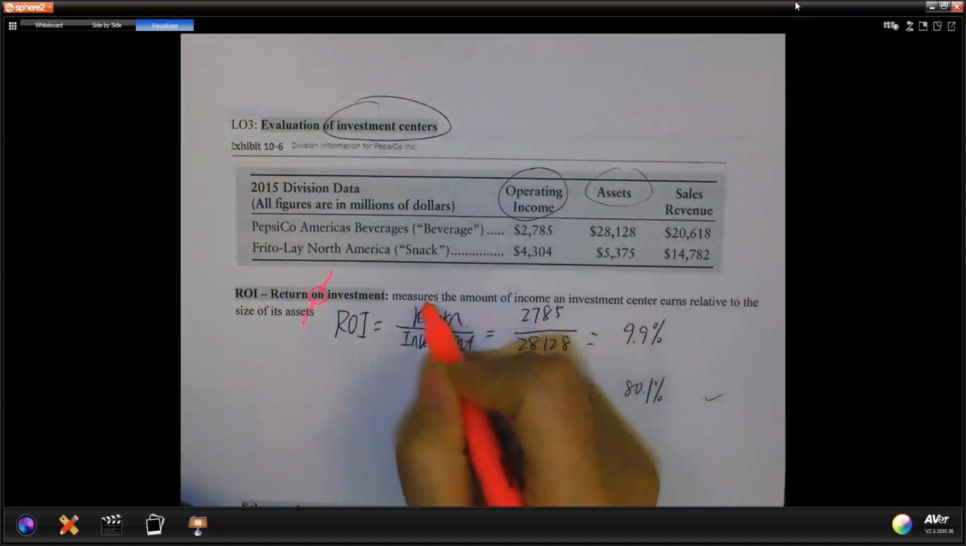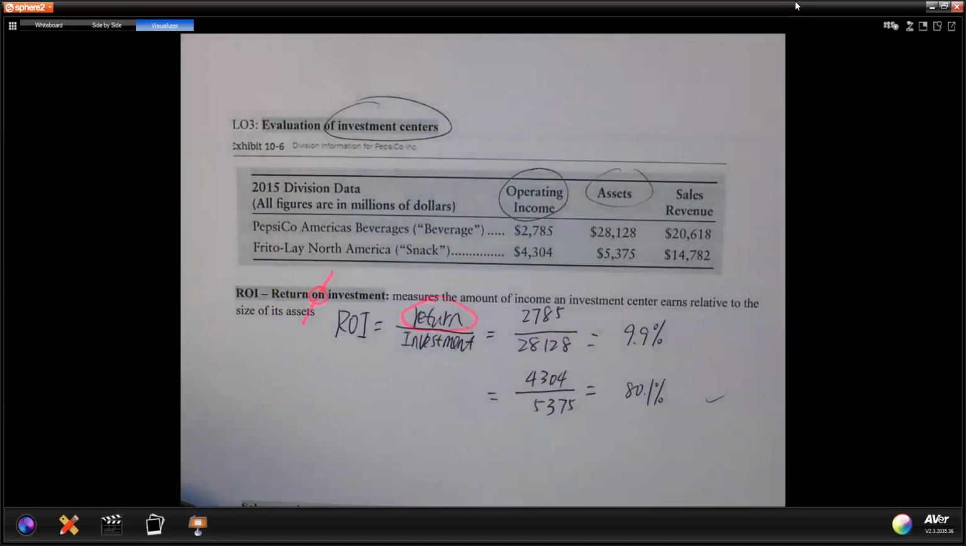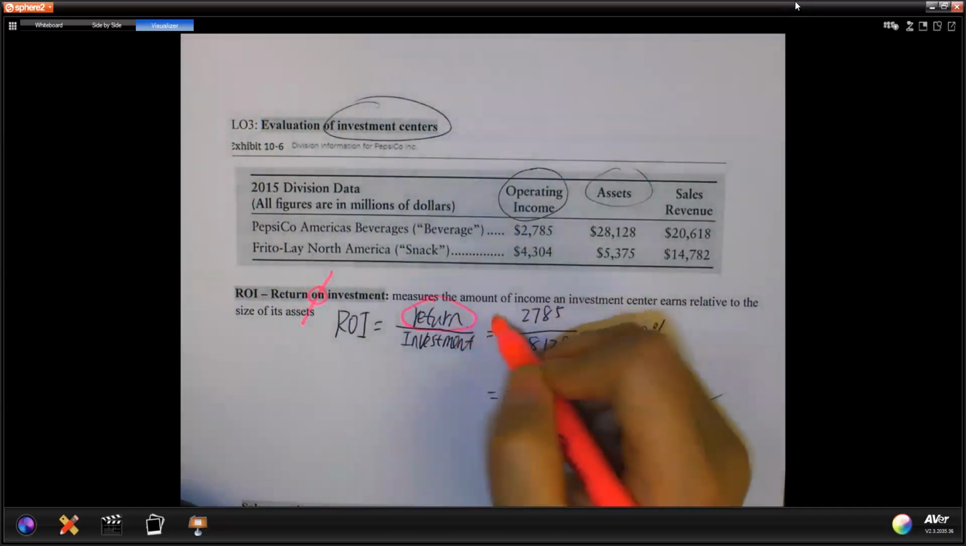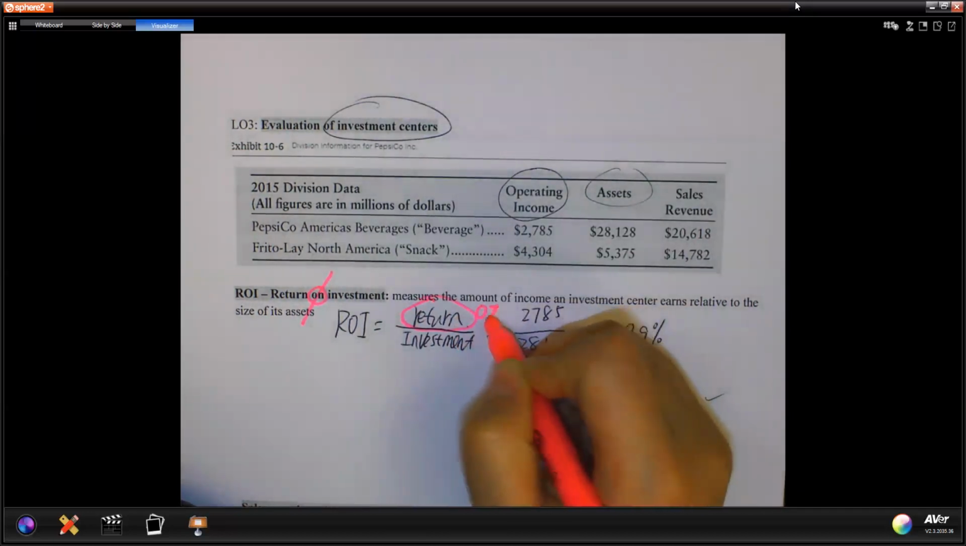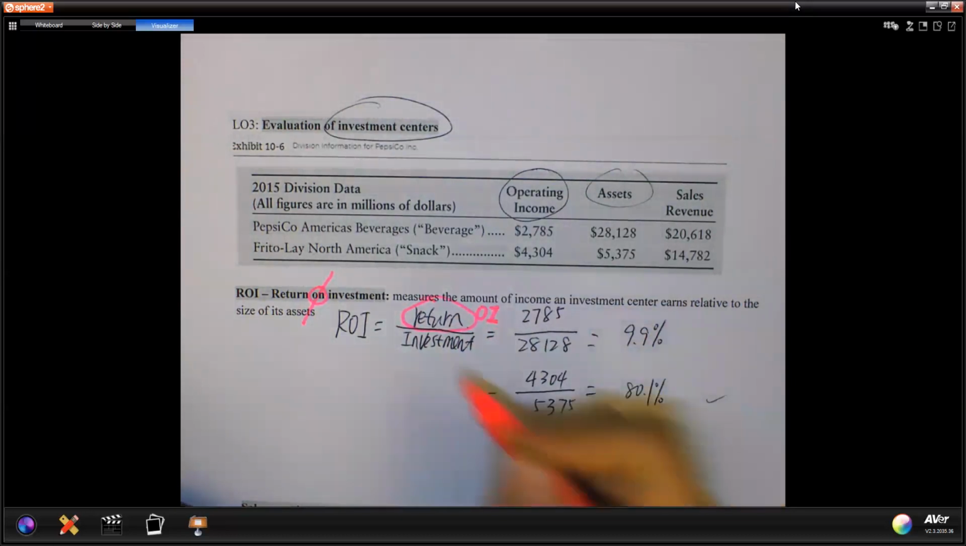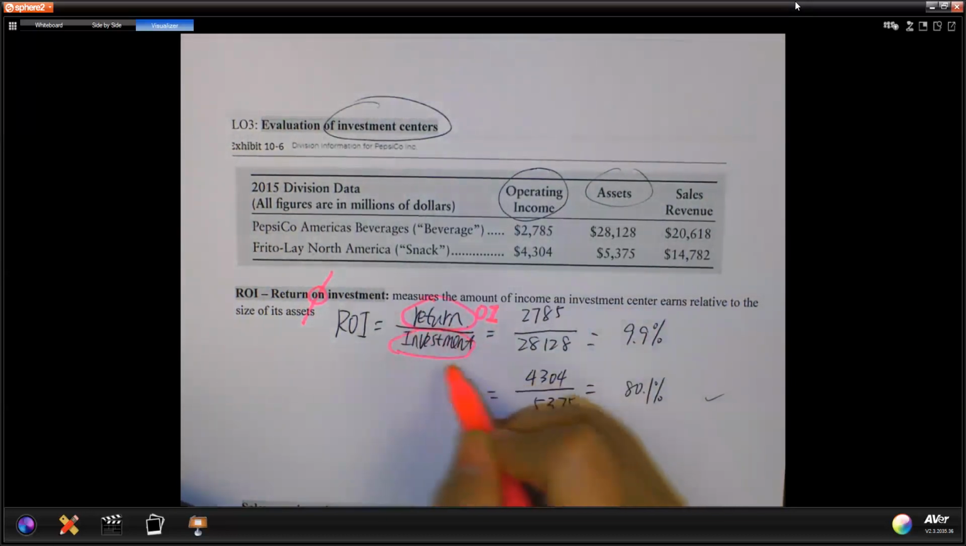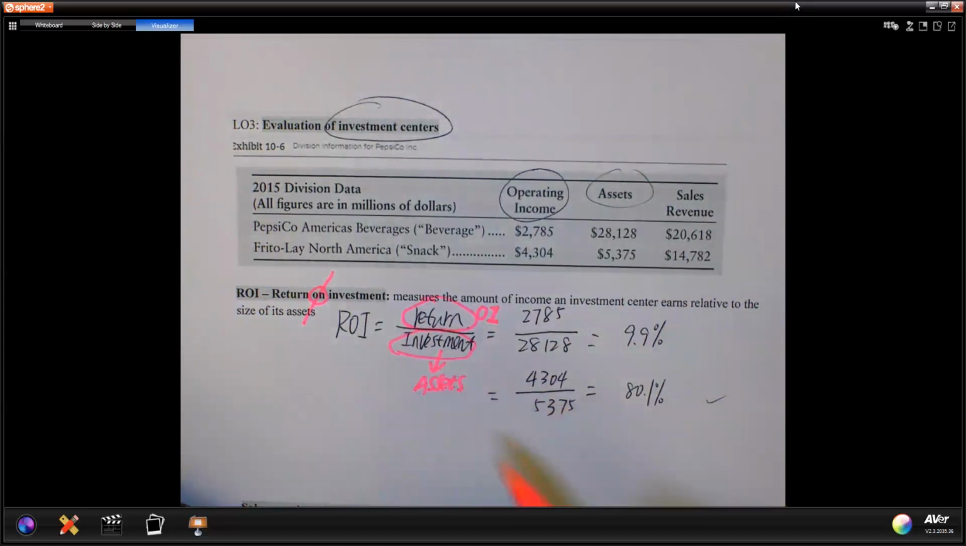What's the meaning of a return? It's the money you will get, right? So the return in this chapter is your operating income. What's the meaning of investment? In this chapter it is your total assets. It measures the amount of income an investment center earns relative to the size of its assets.